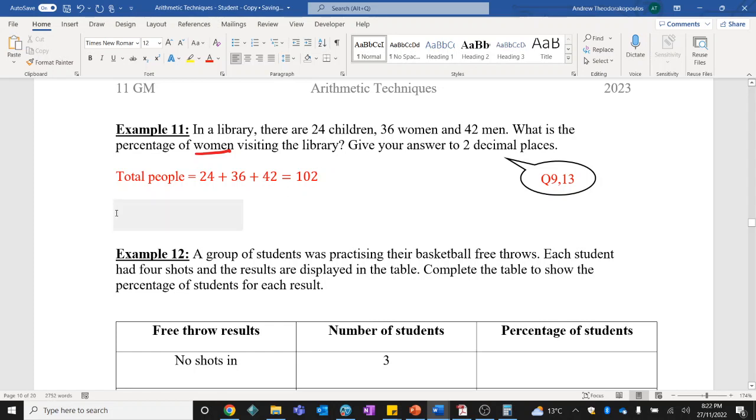To work out the percentage of women in the library, we just want to divide 36, because it's 36 women, by the total number of people. Okay, so 36 women, 102 people, and then multiply that by 100. This is how we get our answer to 2 decimal places.